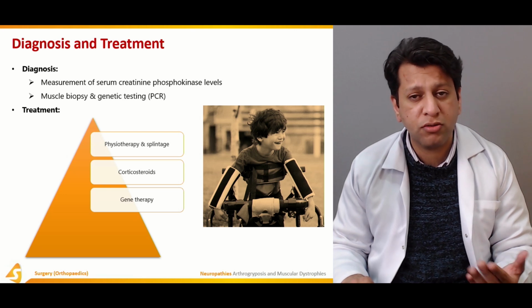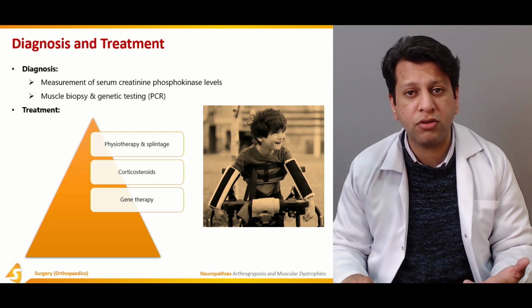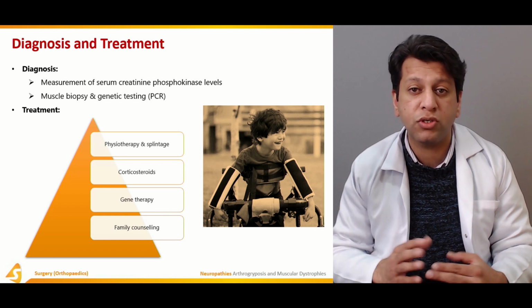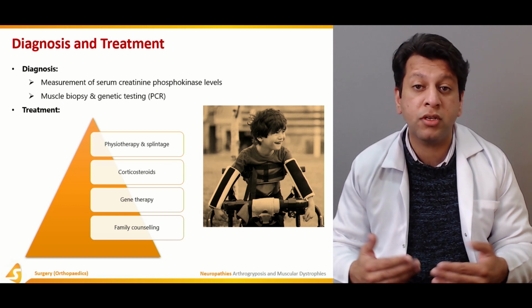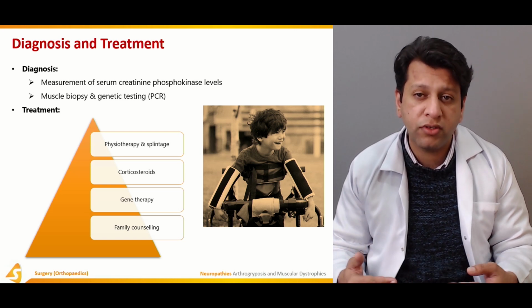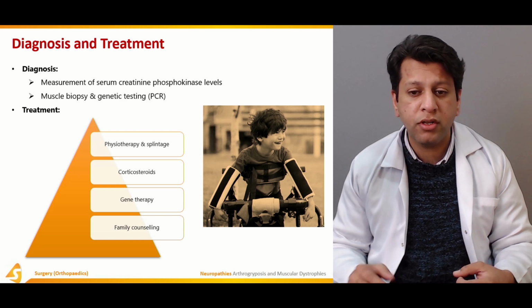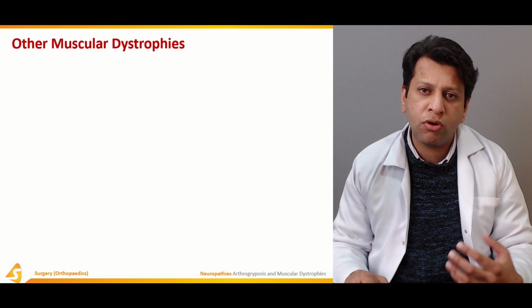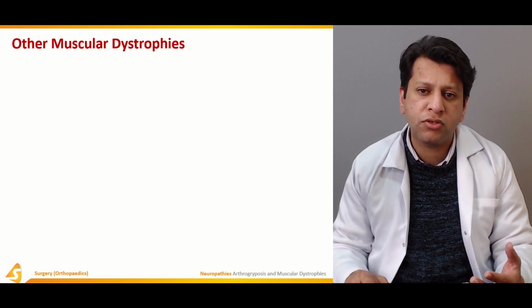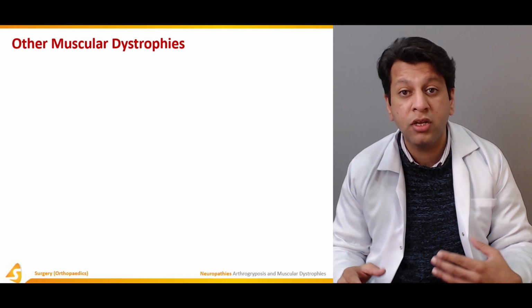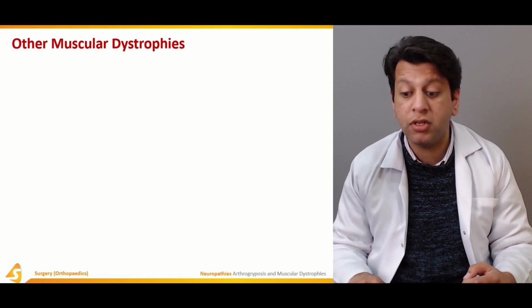Gene therapy is now coming into progress, but it's not totally effective. Family counseling is highly necessary because there are usually other associated abnormalities, such as cardiac and pulmonary abnormalities, and these children eventually die of cardiopulmonary failure. Then there are other rare disorders also associated with the muscular dystrophies. They are not as common, but they can present with similar symptoms.